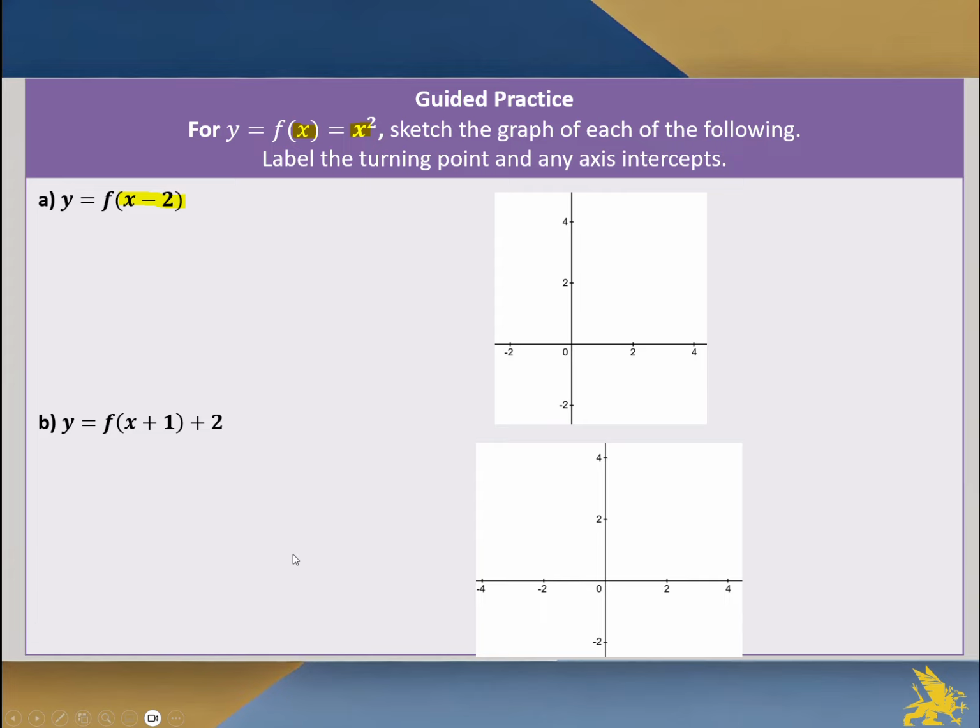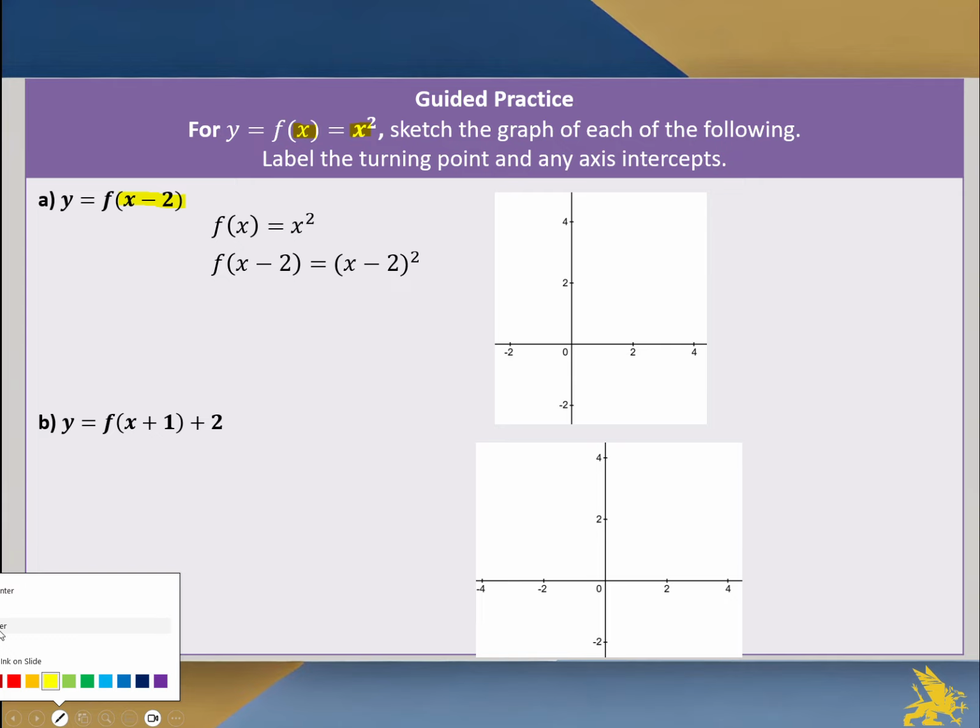If I do that, I'm going to write down my function f of x is equal to x squared. And if I'm putting x minus 2 in, I'm going to get (x minus 2) in brackets squared. So straight away, we know we're dealing with a quadratic. Now, it's already in turning point form, which means I know that its turning point has shifted to x equals 2. And we learned this last year.